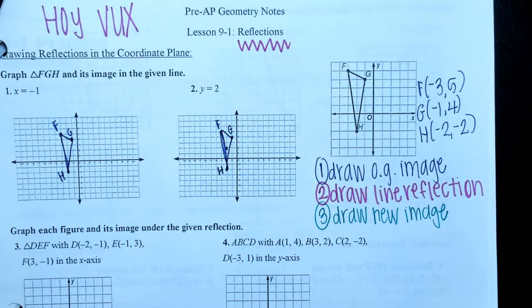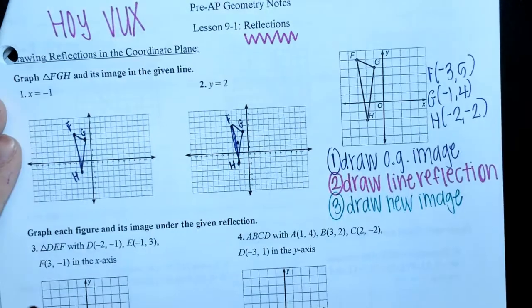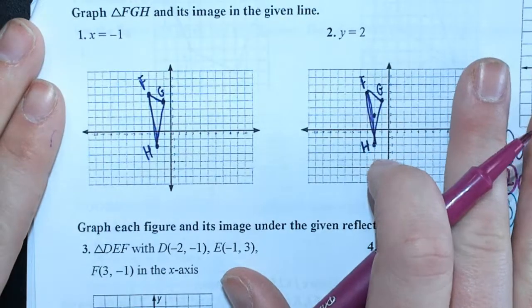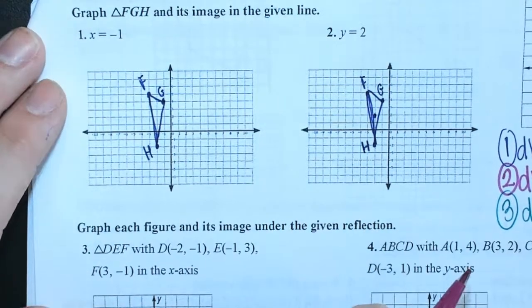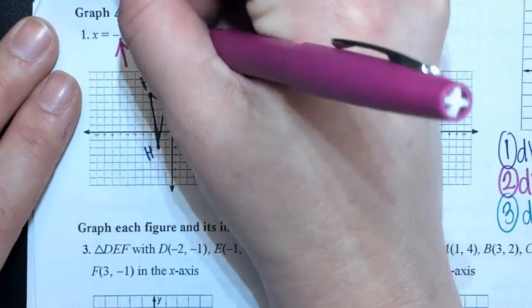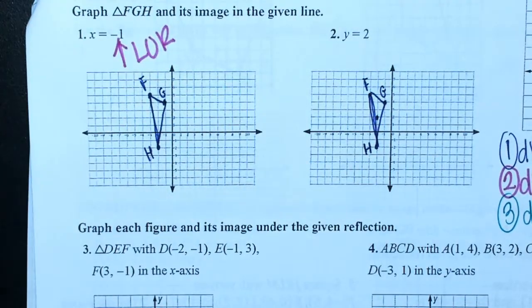Okay. So all we've done is drawn the original image. Now, let's just work on number 1. So I'm going to stay on number 1 from here until we finish it. We need to draw our line of reflection. Well, we're reflecting, so this is our LOR, line of reflection. So we're going to draw this line.